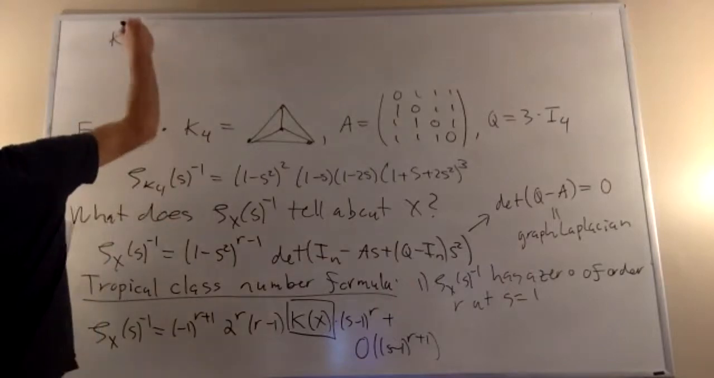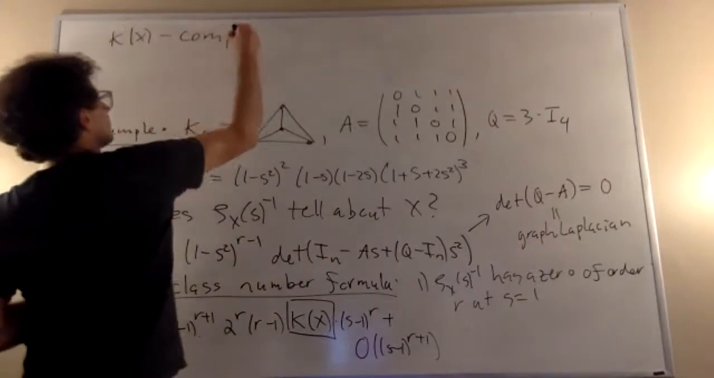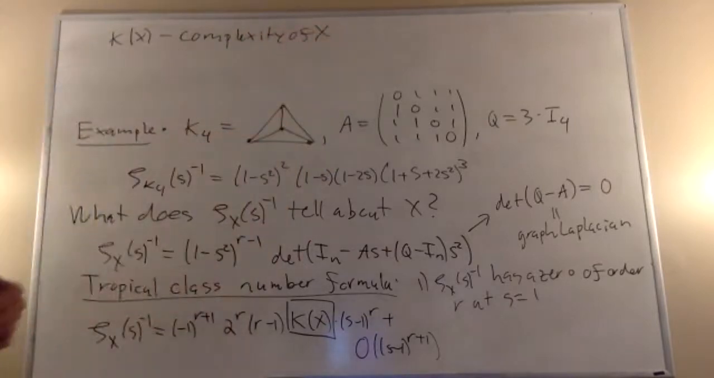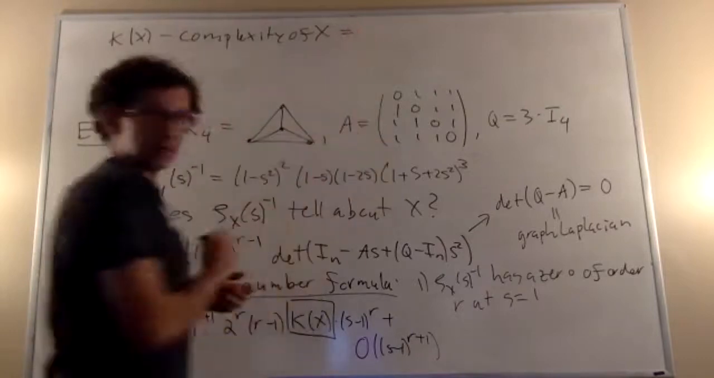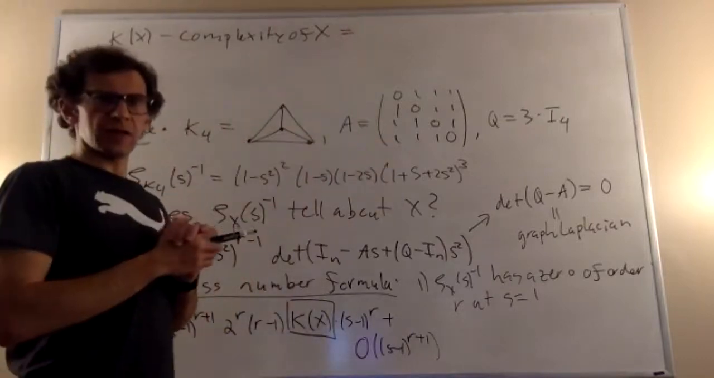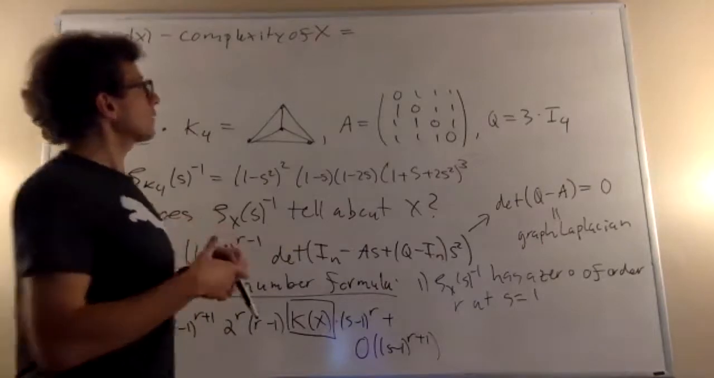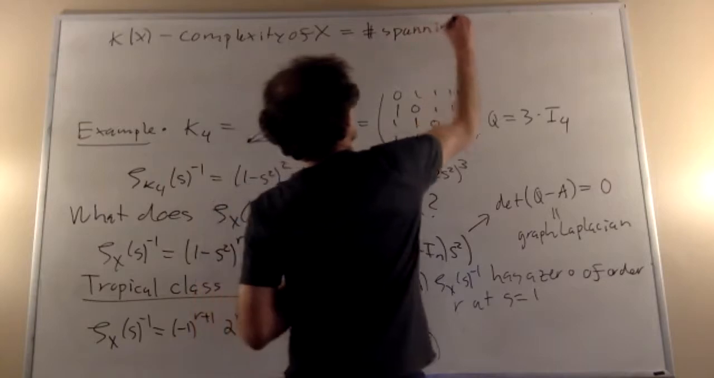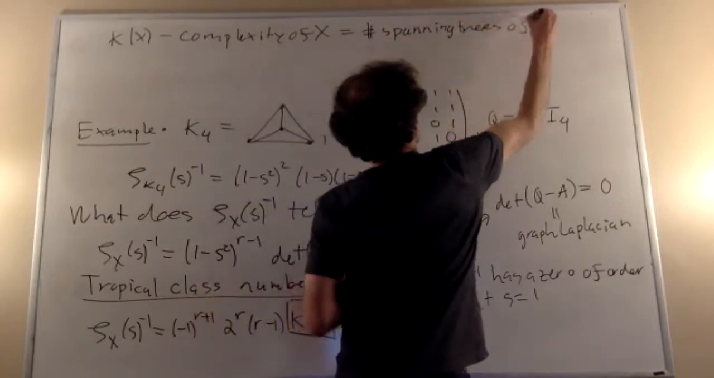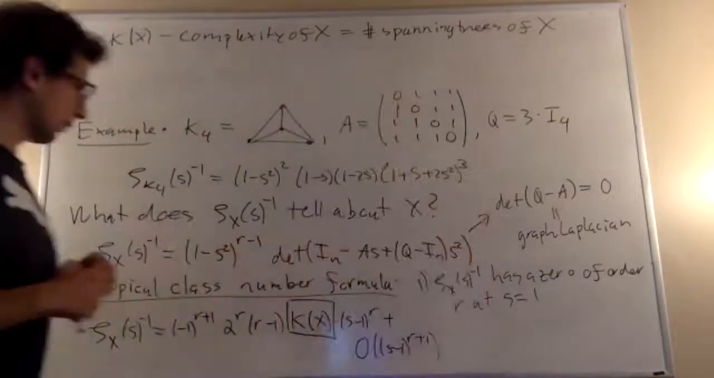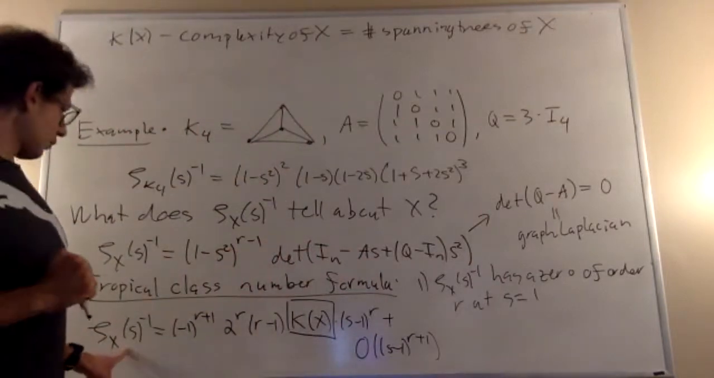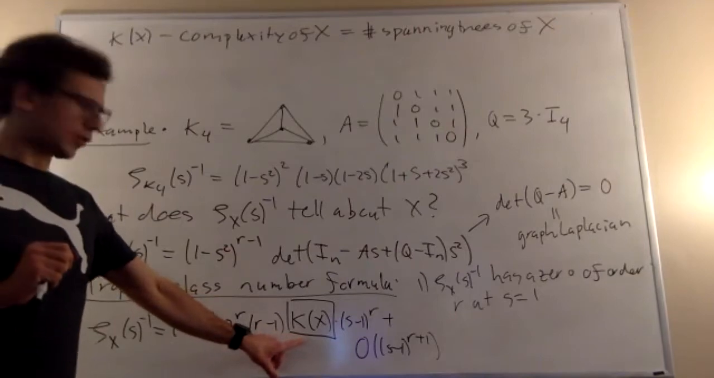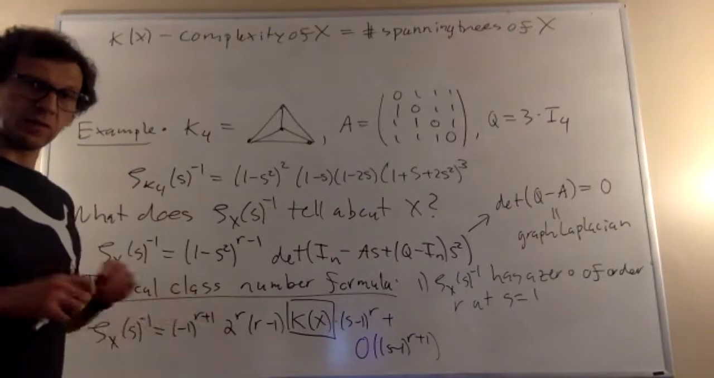K of x is called the complexity of x. The complexity of a graph has many different manifestations, and one of them is that this is simply the number of spanning trees of x. So you can recover the number of spanning trees of a graph by looking at its zeta function, by looking at the first non-zero Taylor coefficient of its inverse at s equals 1.